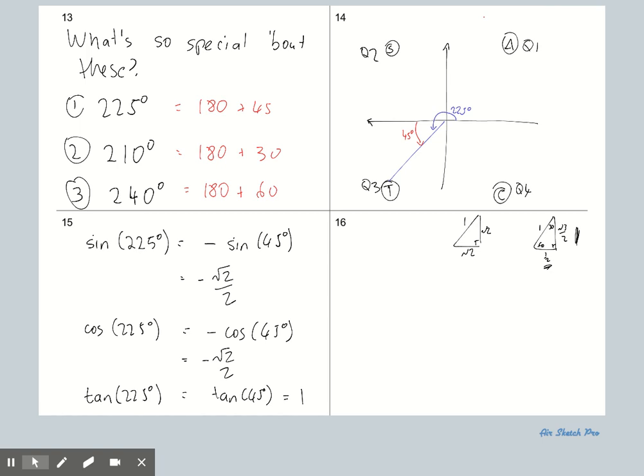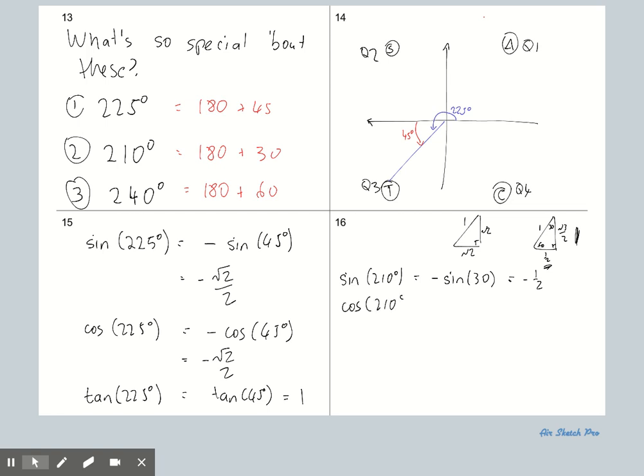So you needed to work out the other ones, didn't you? Now, what did you have to work out? Yeah, 210 and 240. Okay, so the sine of 210 degrees will be equal to? Good. Yep, negative sine 30 degrees. Sine 30 degrees is equal to opposite over hypotenuse, using this diagram here. So it's a half, so it's negative a half.